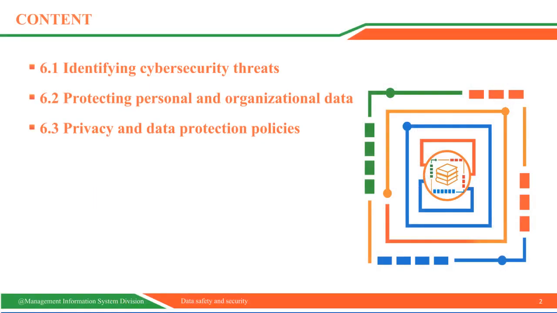Our journey through this chapter is clearly structured into 3 logical and actionable sections. We will begin by identifying cybersecurity threats to map out the current risk landscape. Next, we will cover practical strategies for protecting personal and organizational data. Finally, we will conclude by examining the privacy and data protection policies that govern data handling. This framework will guide us from threat recognition to applying practical protection measures and adhering to legal standards.